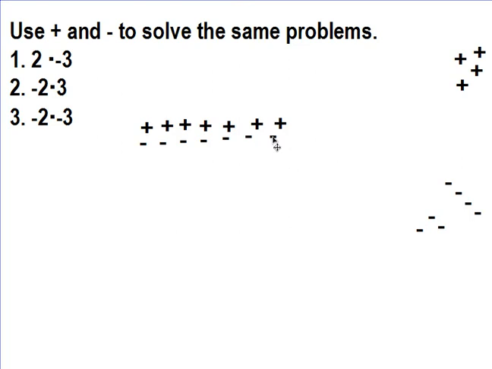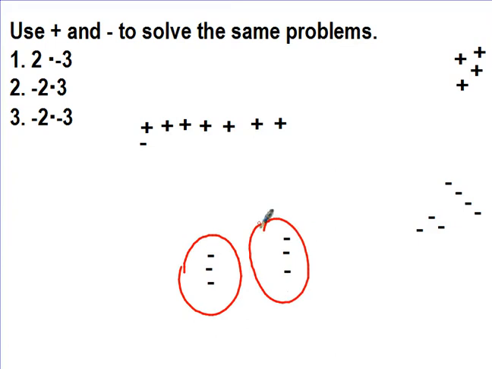So negative 2 times negative 3. Negative 2 means that I'm going to take out 2 groups of 3 negatives. So let's take out 2 groups. There's one group of 3 negatives. There's 2 groups of 3 negatives. I have taken out 2 groups. This does take out 2 groups of 3 negatives.